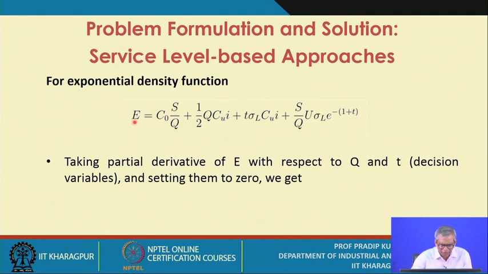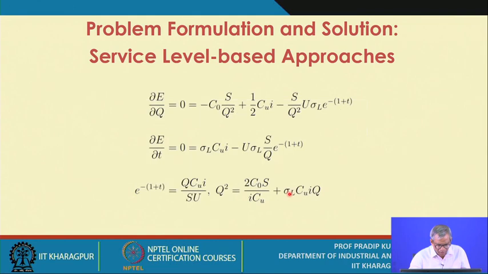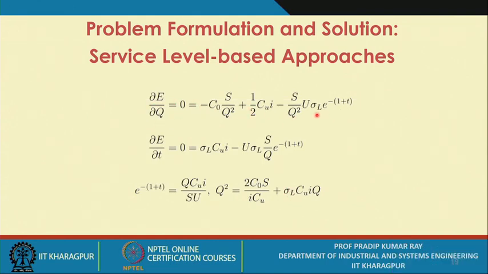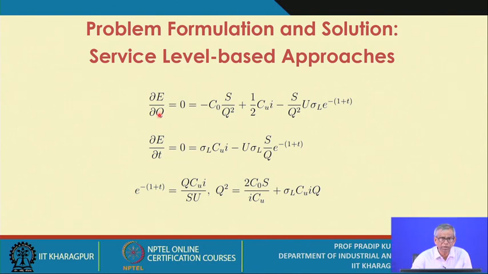For the exponential density function, the total cost expression is almost similar, except that sigma L is already there, so you get the expressions for Fr. So for this exponential density function, the expression for Fr is e to the power minus 1 plus t. Again you follow the same approach, taking the partial derivative of E with respect to Q and T and setting them to 0, we get the two equations like this. This is after taking the partial derivative with respect to Q, and the second one is after you take the partial derivative of E with respect to small t.